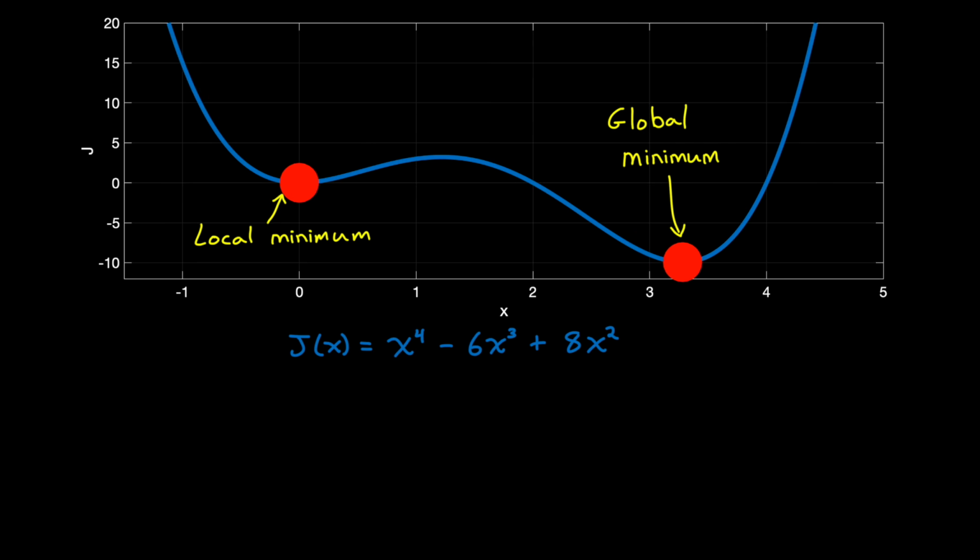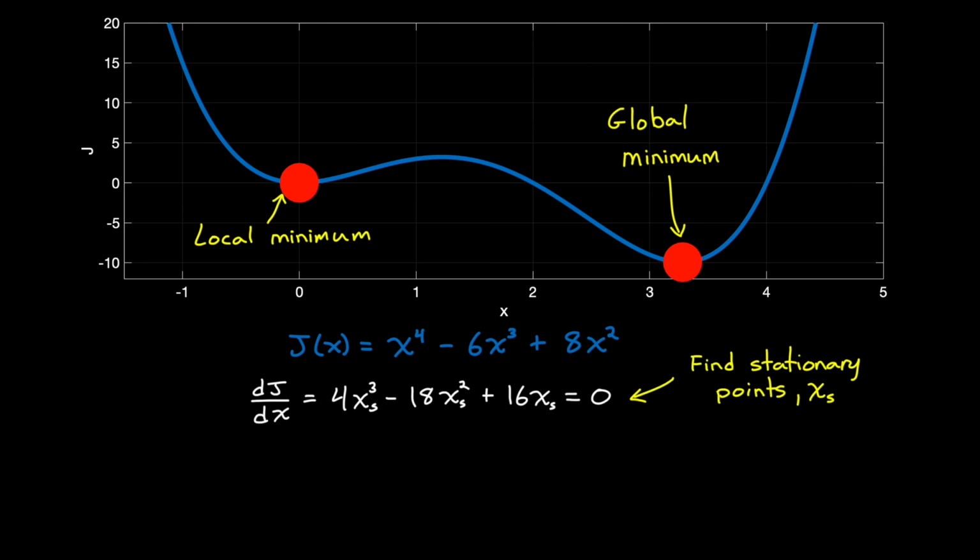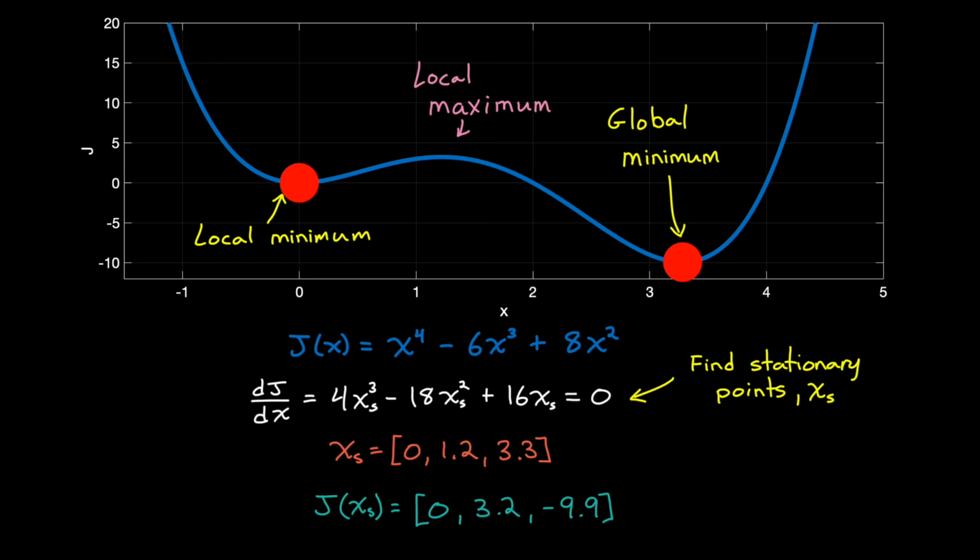But what's really nice about the analytical approach of taking the gradient of the function is that each of the stationary points can be identified mathematically by setting the gradient to 0 and solving for x. Here, we have 3 stationary points corresponding to the local minimum, the global minimum, and the local maximum that occurs between them. So now we can just check the value of the objective function at each of these stationary points and then pick the lowest one to find that global minimum.